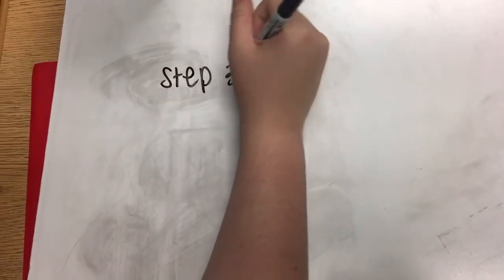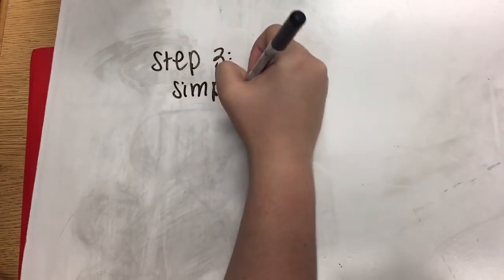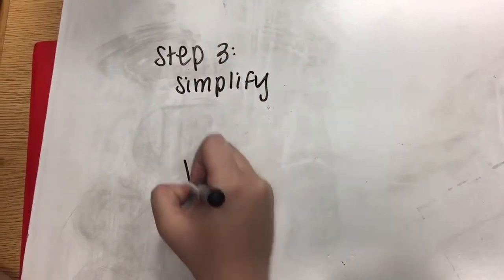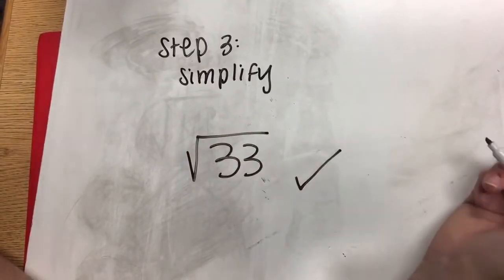For step 3, we're going to show you an example of one that doesn't need to be simplified further. It's already in its simplest form when it's already factored out. 33 has no perfect square factors. That way you can just leave it like that.